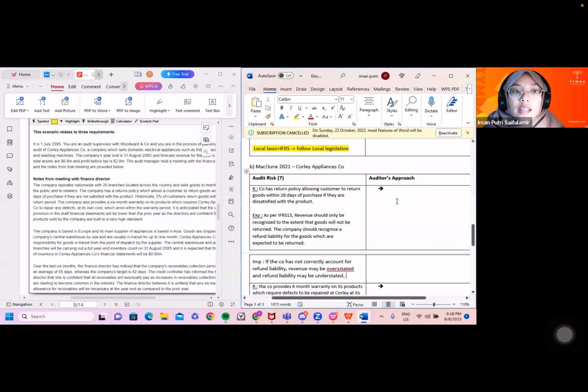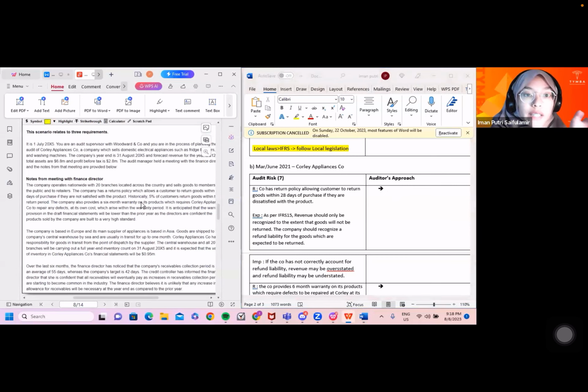Now, can somebody else try for the auditor's approach, since we've actually done this a few times already? Even within the question, they talked about how historically 5% of customers return goods within the return period. So what is the auditor's approach if we want to talk about this 5%? Okay, Alia, do you want to try? What is the auditor's approach on this?